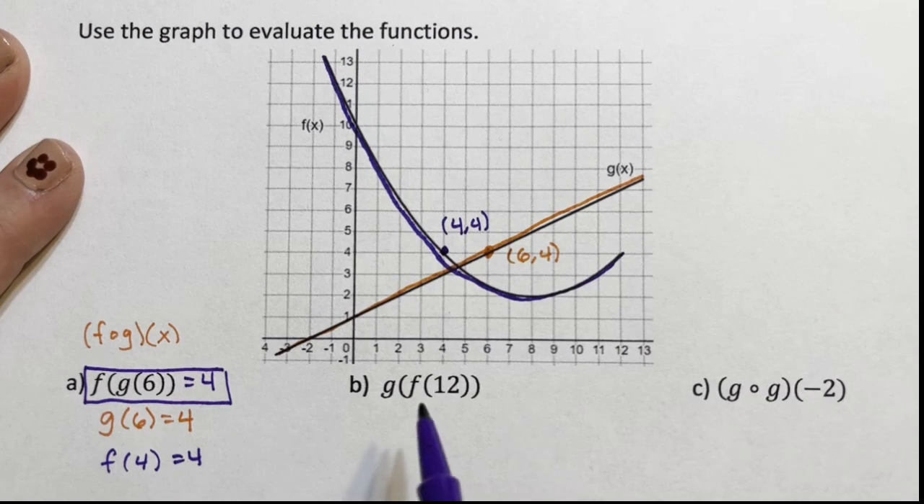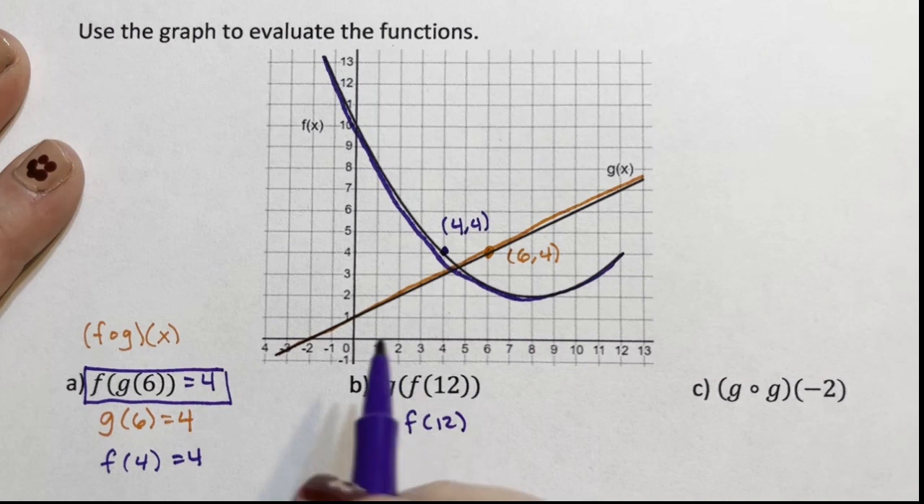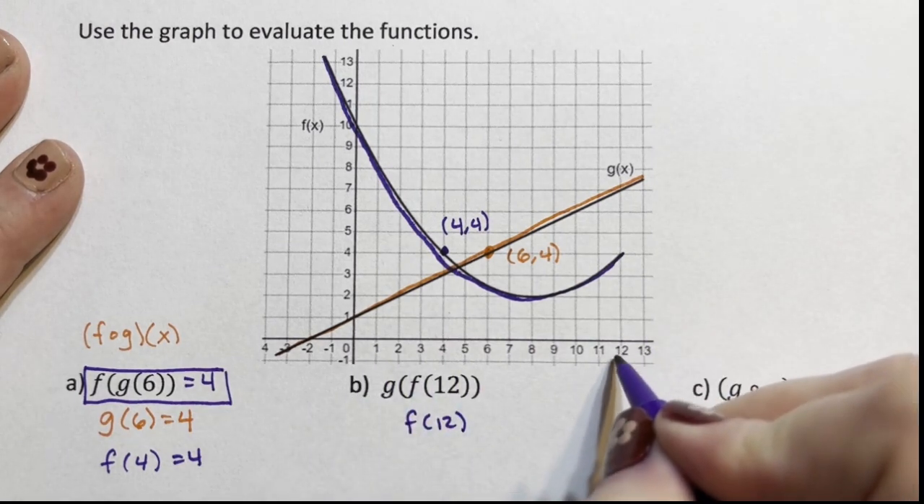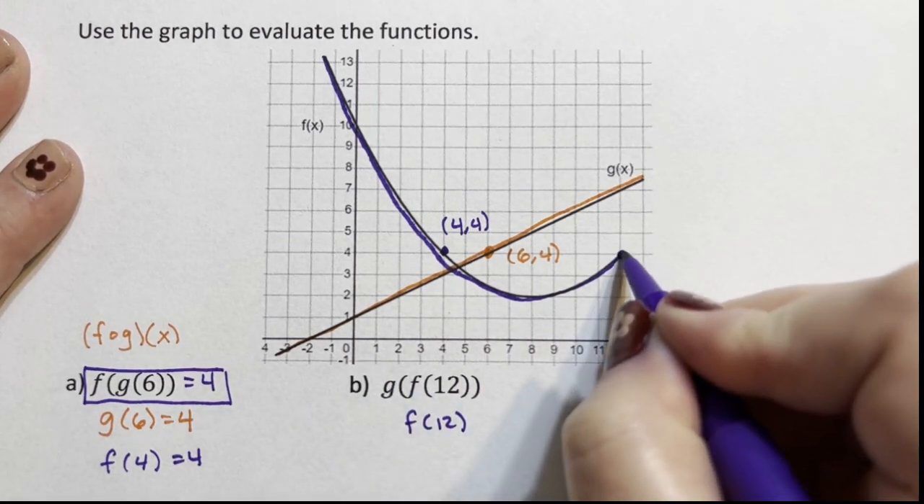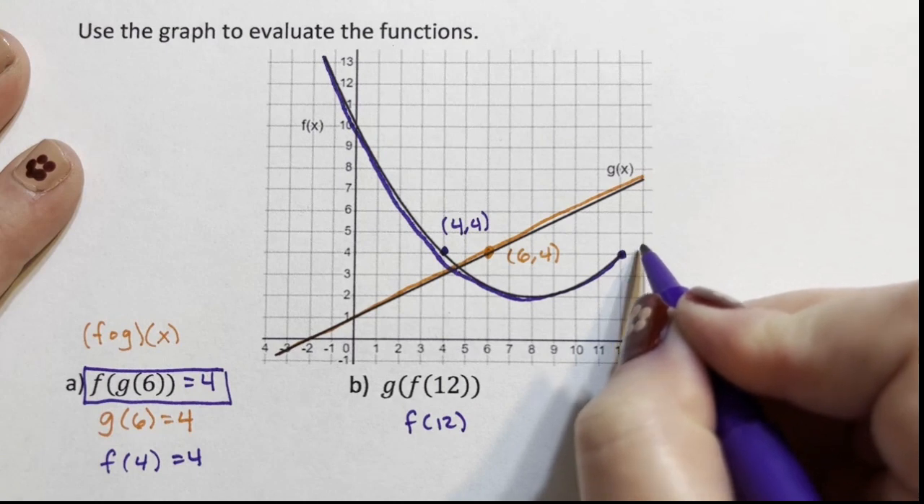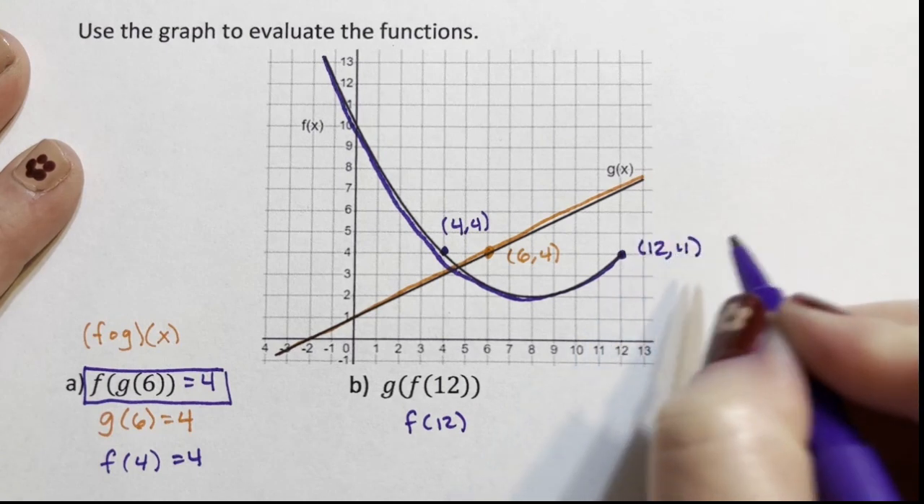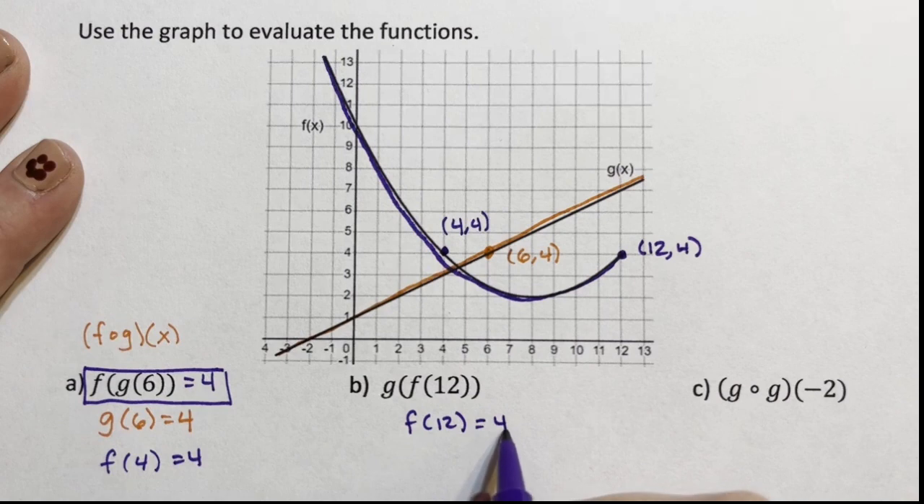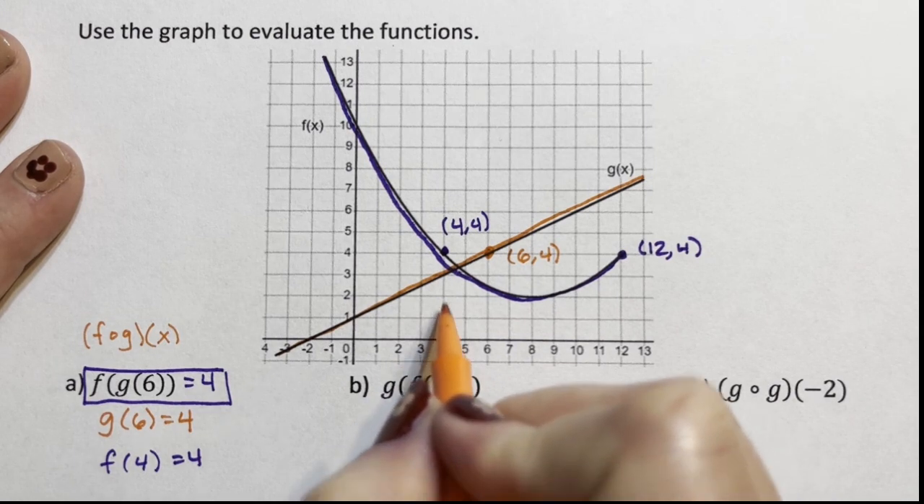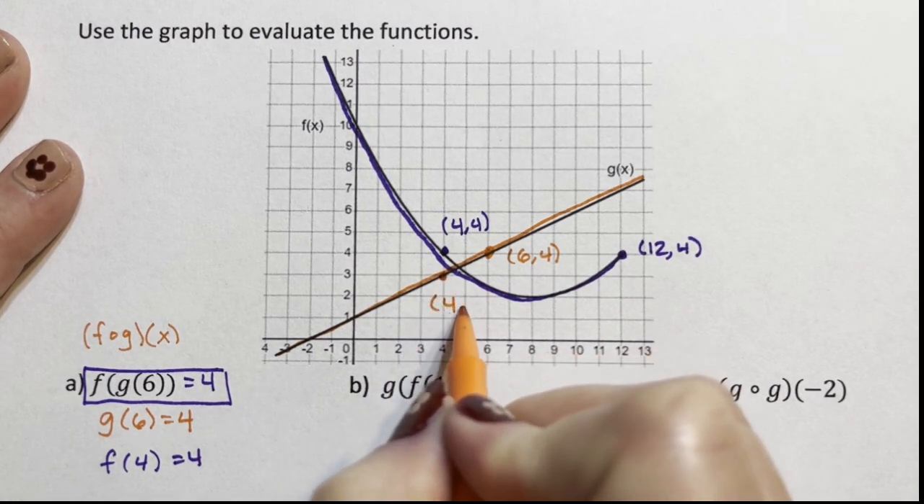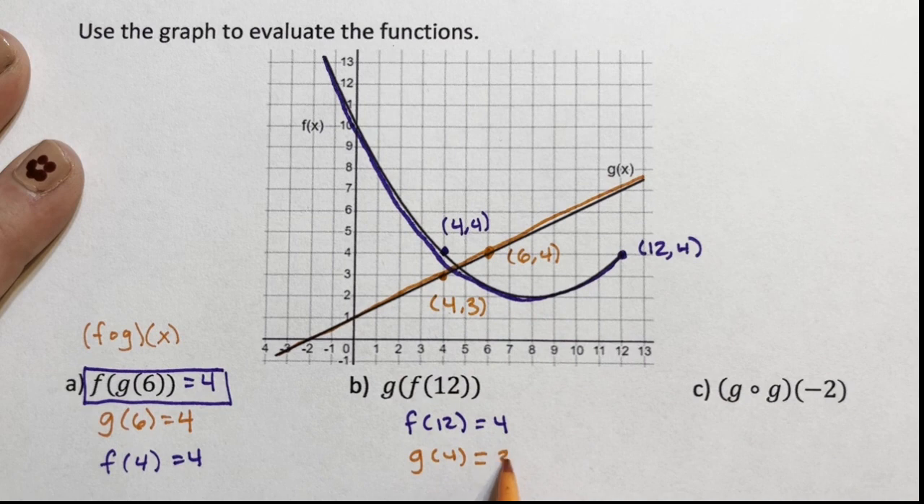All right, in our next one, we start on the inside and we look for f of 12. We come all the way over to our input of 12. We come up to our graph. We see that this point here is (12, 4). Again, 4. Lots and lots of 4s. So now we want to look at g of 4. At the input of 4, our output is 3, which makes g of f of 12 equal to 3.